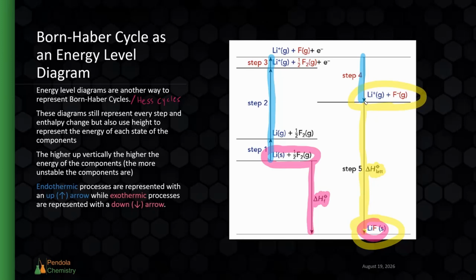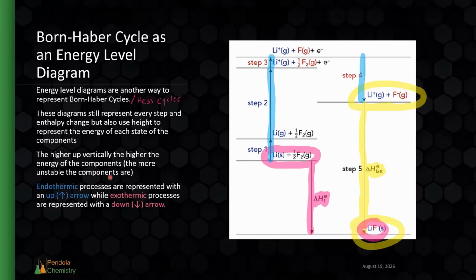But why does it look so weird? Why isn't it a triangle? And why are some of the arrows pointing up, like these ones, while some of them point down, like this right here? One of the key differences in an energy level diagram is that it doesn't just show the steps, it actually shows whether each step is endothermic or exothermic. Endothermic processes or endothermic steps are represented with an arrow that points up. And that's because the system, the chemicals, are absorbing energy in those endothermic steps.